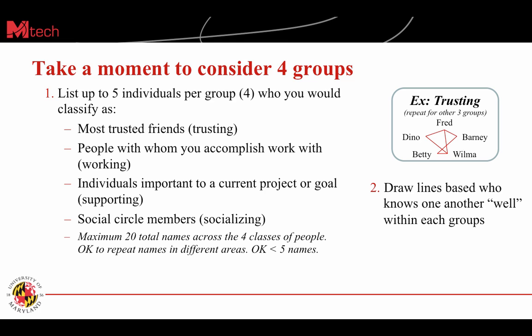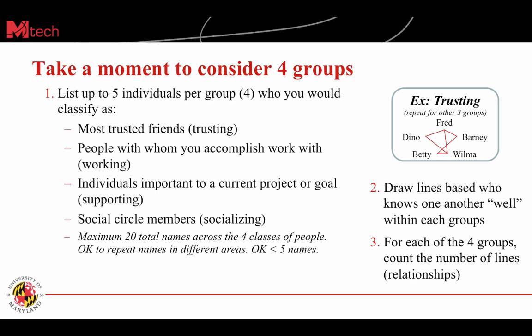In this case, I have Fred and Dino know each other, Fred and Barney know each other, Fred and Wilma know each other, Wilma and Betty know each other, and Betty and Barney know each other. Dino and Barney do not know each other well, nor do Dino and Betty. So I do not have lines for those 2 relationships, but I do have lines for the others that know each other well.